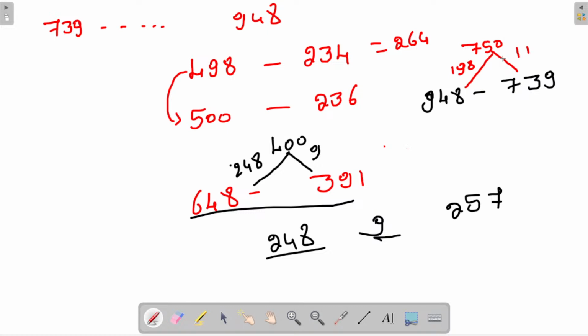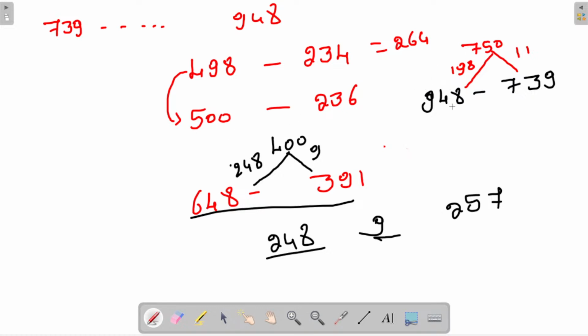Now add these numbers. 198 plus 11. How to add 198 plus 11? 200 plus 9. 209. So don't forget the addition concept. In addition, we make numbers beautiful. Use that concept only in subtraction also.